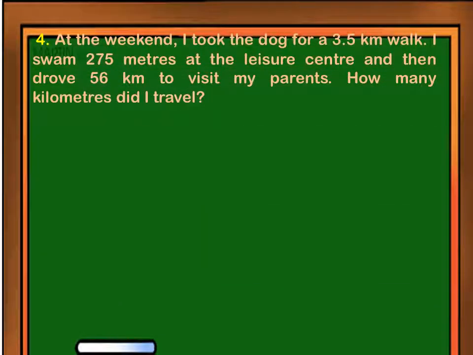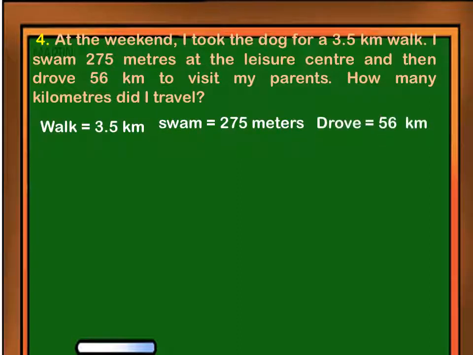At the weekend, I took the dog for a 3.5 kilometers walk. I swam 275 meters at the leisure center and then drove 56 kilometers to visit my parents. How many kilometers did I travel? Walk equals 3.5 kilometers. Swam equals 275 meters. Drove equals 56 kilometers. We only have to add all of these distances, but they are not similar in units.